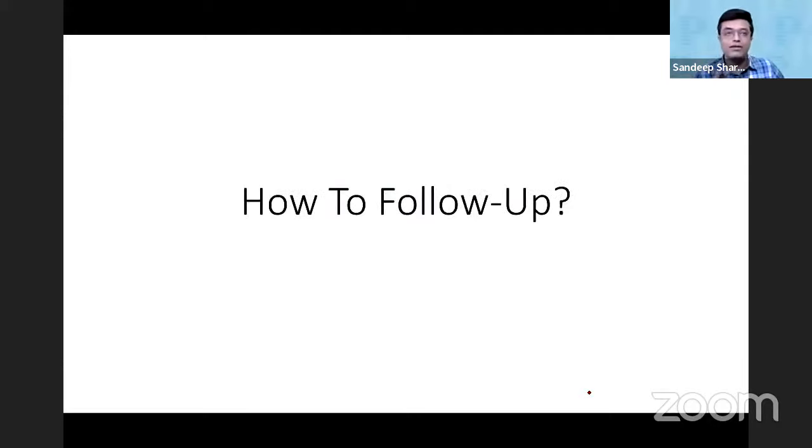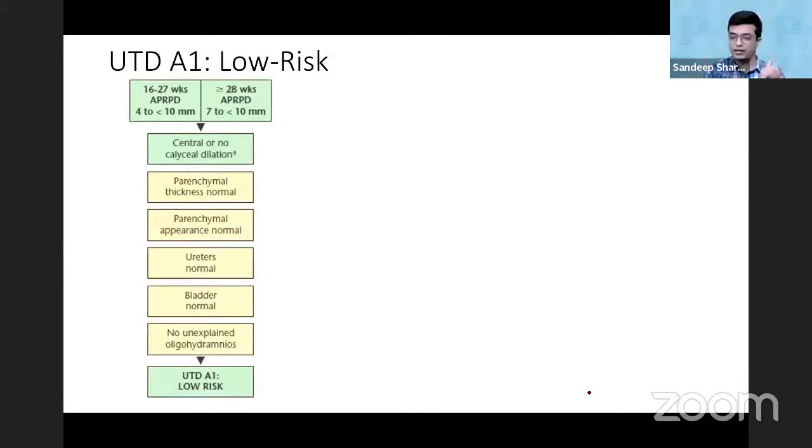Now, why did we devise this system? Because the system not only classifies risk stratification, but it also helps in follow-up. There are set guidelines for that. So, first of all, prenatal. Prenatal, low-risk patient, UTD A1, right? What we have just diagnosed, the two categories, low-risk and high-risk, right? So, low-risk, what you're going to do?